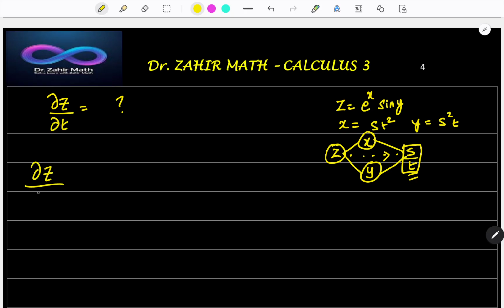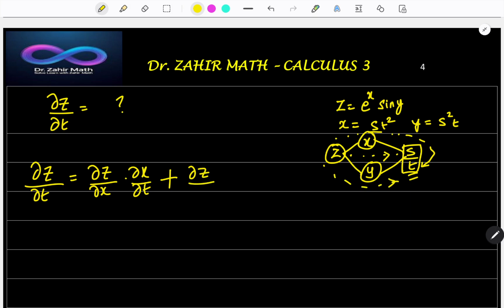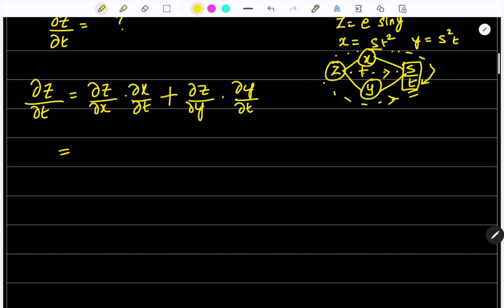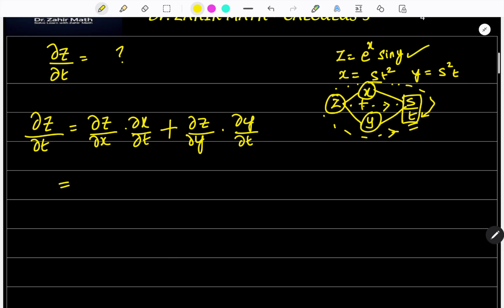So dou z divided by dou t is equal to, go this way, reach the landing variable t. So dou z by dou x and dou x divided by dou t, plus dou z by dou y, go down, and then dou y divided by dou t. So this equals dou z by dou x. We are going to differentiate this with respect to x. So you'll get e power x, and then dou x by dou t. You are going to differentiate this with respect to t. So 2st, because s is a constant and t square gives 2t.